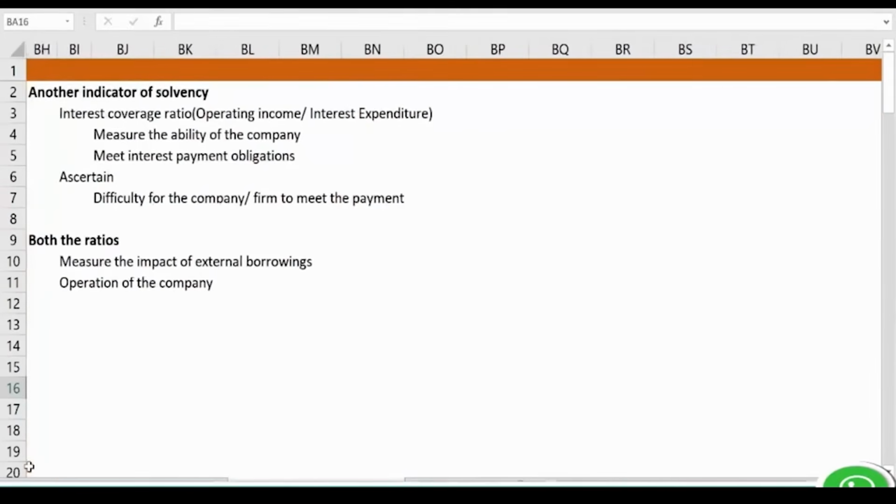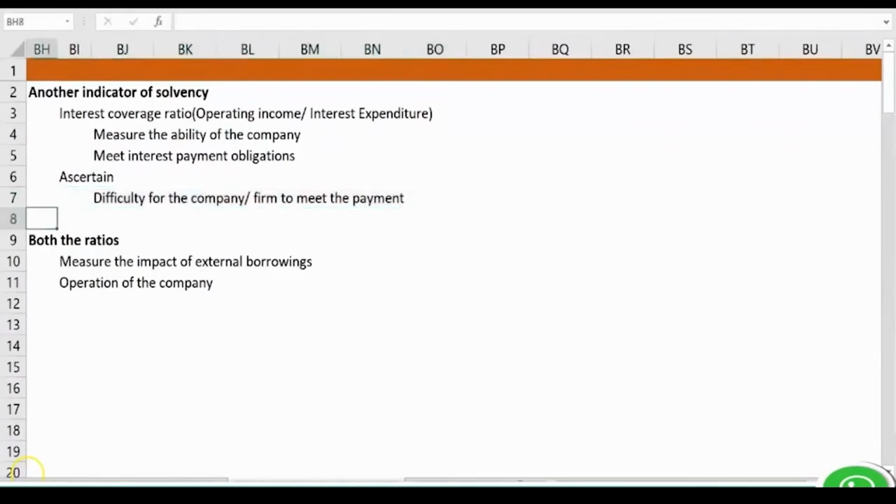There is also another indicator of solvency. That is the interest coverage ratio. This ratio is calculated as operating income divided by interest, and the higher the ratio, it indicates the company has more ability to meet interest payment obligations. It also helps the bank to ascertain whether it is difficult for the company to meet its obligations or whether it can manage the repayment and interest commitments without any difficulty.